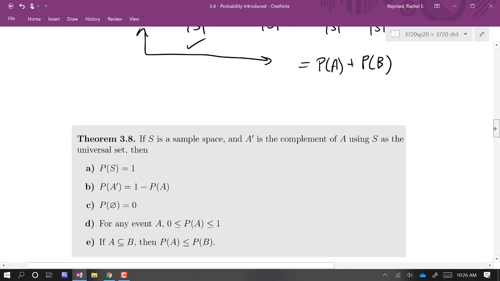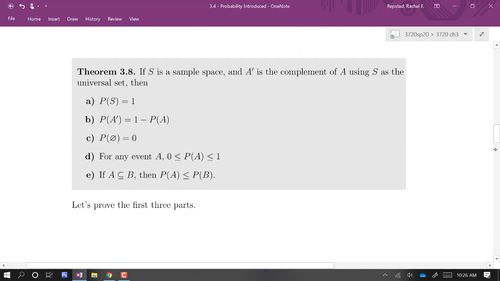Some more results down here. We'll prove the first three of these, and it won't take that long. They're actually pretty simple to prove. So suppose S is a sample space, and we have an event A and an A complement. We're going to use that same notation. That's the complement of A, so that's the event that A does not happen.